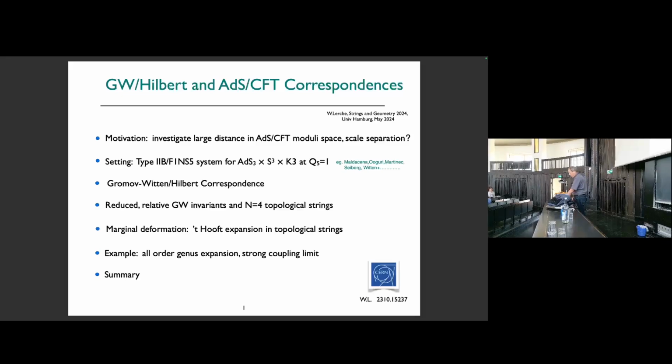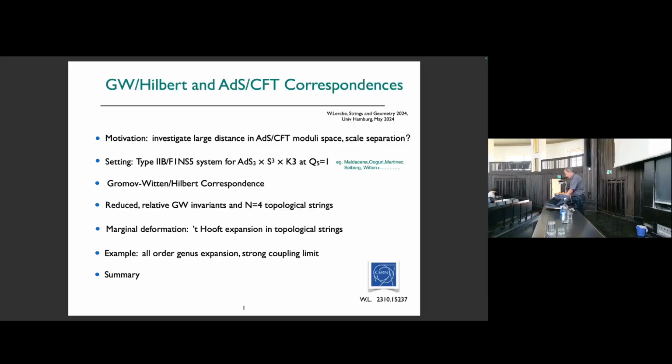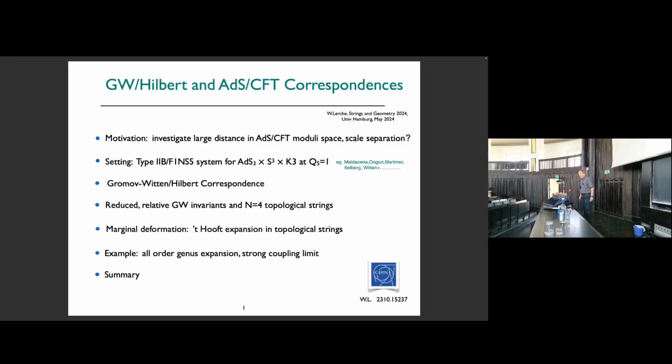And somehow that maps to N=4 topological strings. So I will explain this mathematical notion with N=4 topological strings. And having set this up, which is a bit technical, we then study in some detail the marginal deformation we're interested in and provide an example in the end, and then it comes also back to physics.